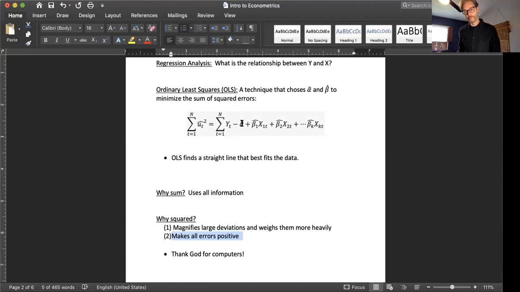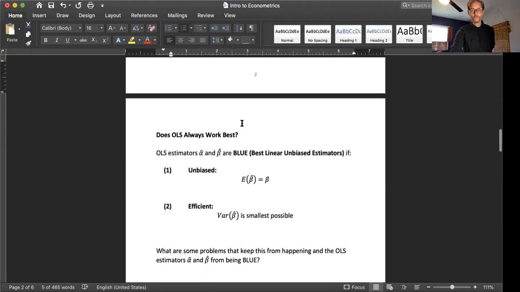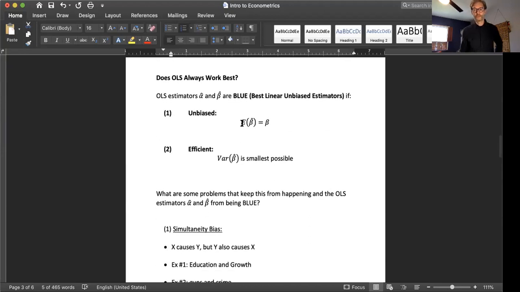And so that's the purpose of our lecture today: to at least have some beginning idea about what we are doing when we do regression analysis. And so let's talk about that here. Does ordinary least squares always work best, right? When can we say that ordinary least squares regression analysis gives us good results?